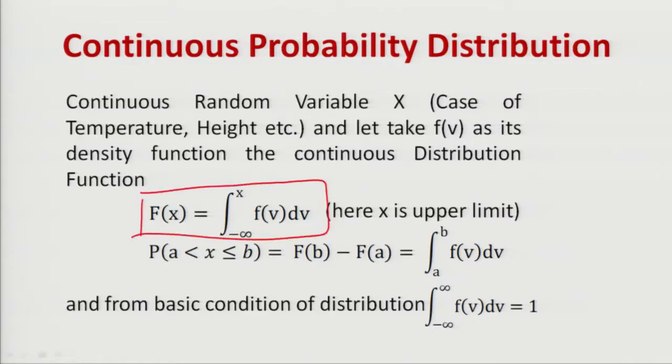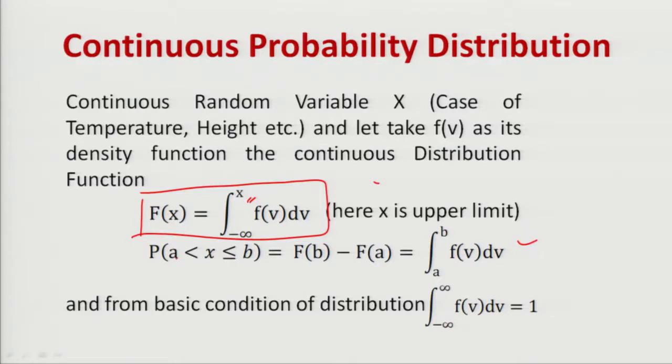F(x) is equal to the integral from minus infinity to x. Be focused, the limits are minus infinity to x, of f(v) dv. What is f(v)? f(v) is the probability density function. Now, this F(x) is known as the continuous distribution function. If we would like to find the probability between the limits a to b, it is equal to F(b) minus F(a), and can be obtained by this particular formula.